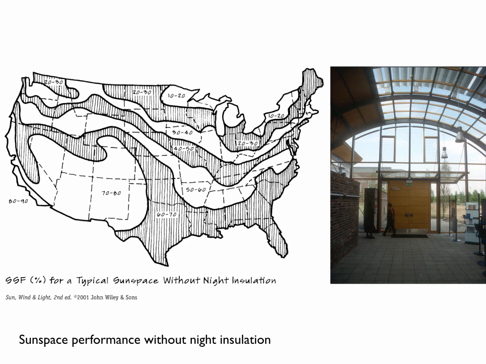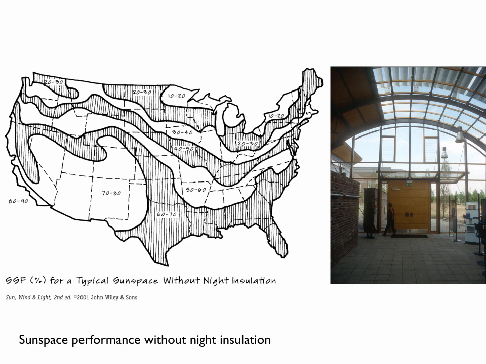On the left-hand side, you can see the kind of performance that you could get out of a sun space in a residence. And this is a sun space with no night insulation. So Knoxville is in that zone that says 50 to 60%. And what they're measuring there is a term we call solar savings fraction. You can think about it very simply as the amount of heating energy that's coming from the sun on a seasonal basis. So what fraction of your heating need for the building is coming from the sun?